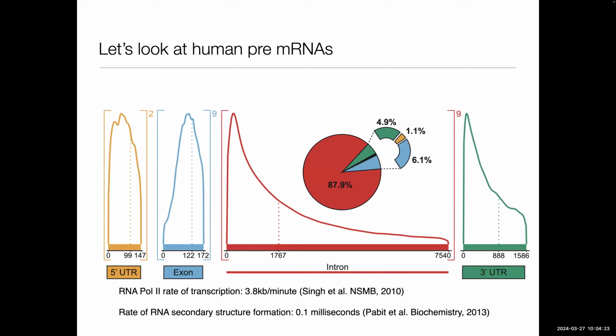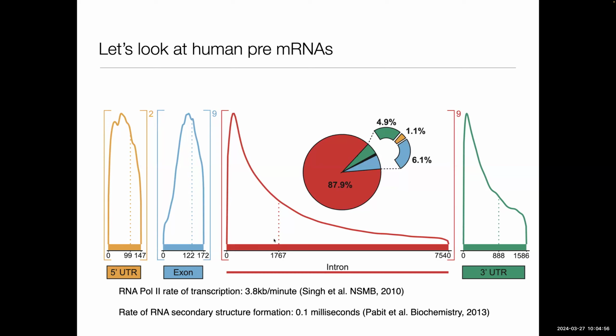So before we delve into the data and so forth, I wanted to remind you of what human pre-mRNAs really look like in terms of length. On the x-axis here are length in nucleotides of 5' UTRs, exons, and introns. You can see that on average, a human mRNA has two 5' UTR exons. Remember, exons don't have to be coding. And they are median length 99 nucleotides. We have 9 on average exons, and they are median length 122 nucleotides.